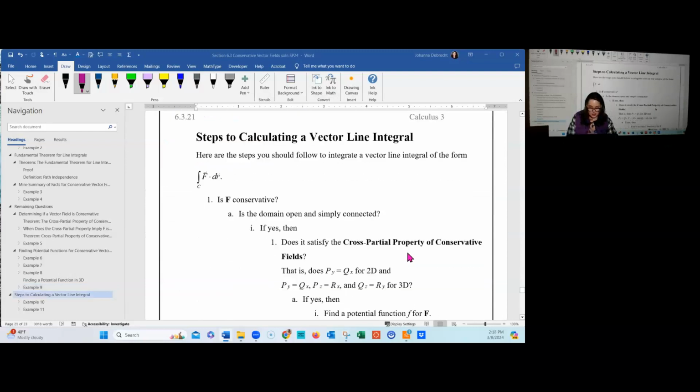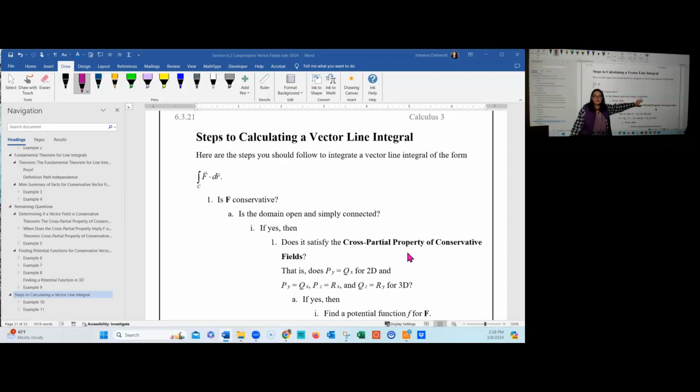Let's go ahead now and start putting it all together with what we learned in section 6.2 and what we've now learned in section 6.3 about conservative vector fields. If we are asked to integrate a vector line integral of the form f dot dr over some curve C, our first question should be, is it a conservative vector field? To ask if it's conservative, we first check to see if the domain is open and simply connected. Most times our domains will be, since most of the time they'll be either R2 or R3.